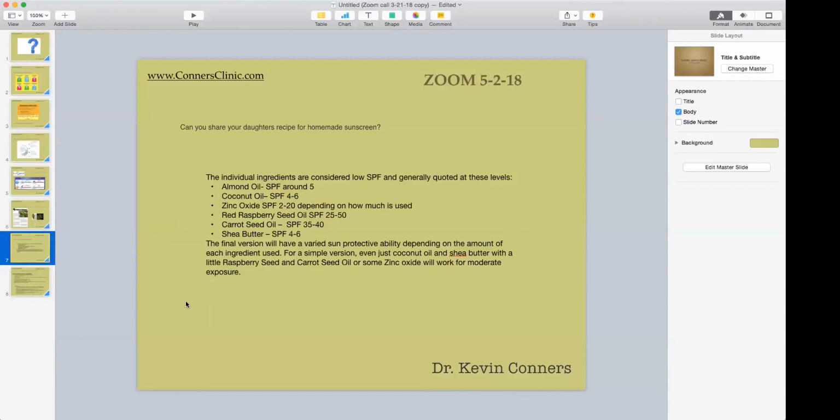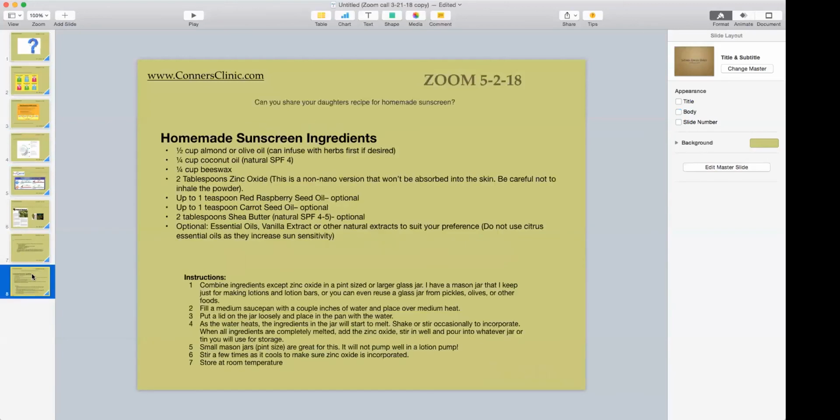Another question, can you share your daughter's recipe for homemade sunscreen? Well, I didn't have time to contact her for homemade sunscreen. All I did is Google it. So here is a recipe for homemade sunscreen.